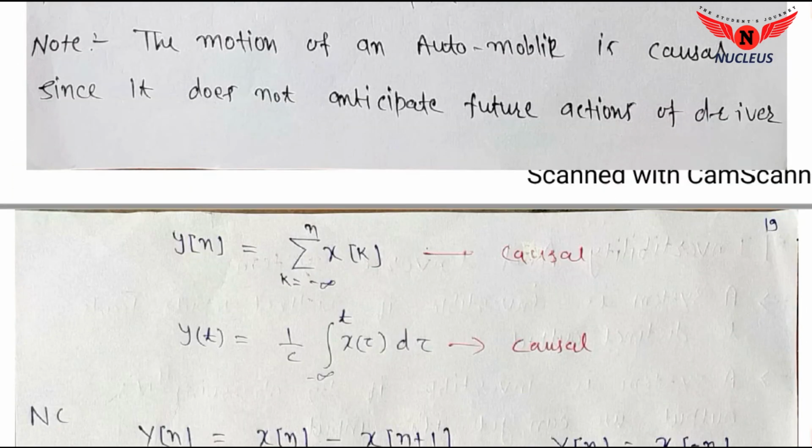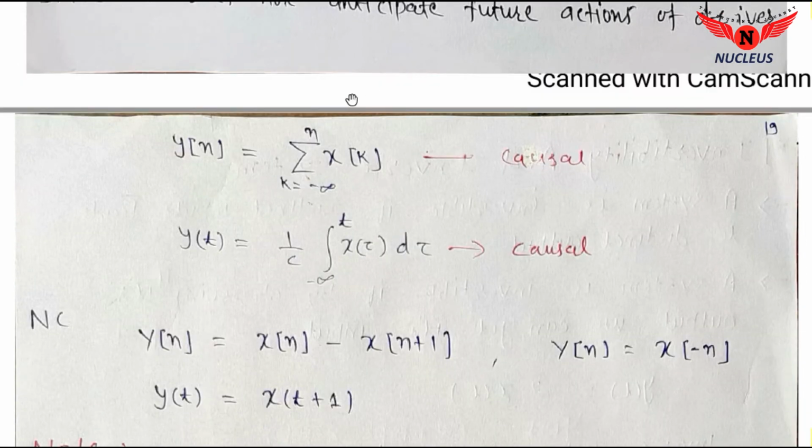From here you can see this is an example of a summer, and this summer is causal because the output y[n] depends on the current value and the past value. It doesn't depend on the future value. For causality, remember one point: in a causal system, the output should not depend on the future value of the input. This is also an example of a causal system.